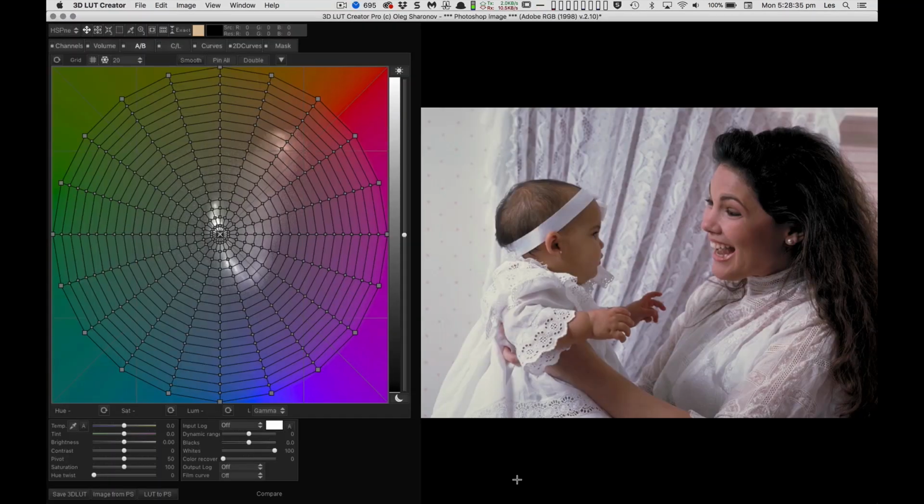We therefore need to rescue this family, and 3D Look Creator's AB Grid is our tool of choice. The first thing I notice is the location of the mother's skin colour on the AB Grid. It's along this axis. I then position the cursor over the child's skin and observe how distant it is from the mother's. No wonder they are not related.